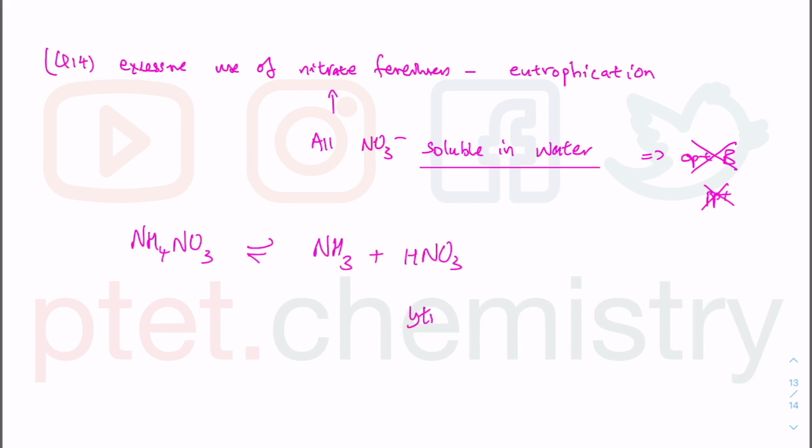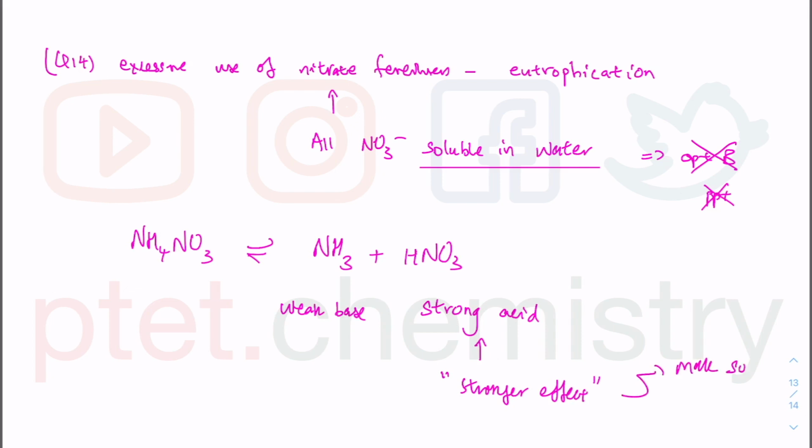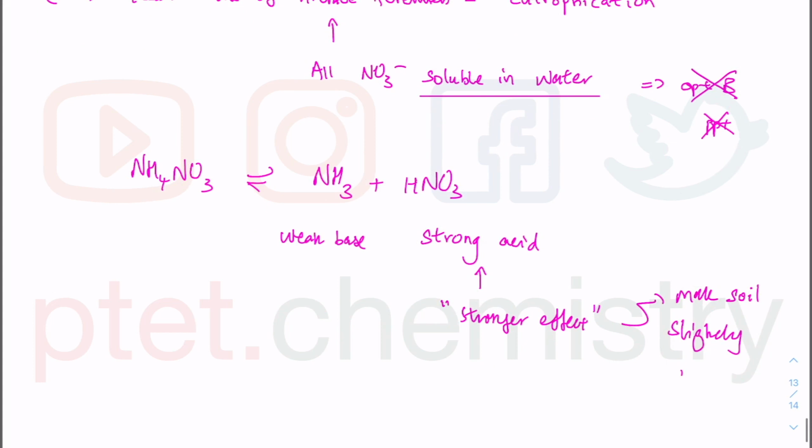This is a strong acid. So your partner involves a strong acid. Better spell that out just in case I have to use this PDF at some point. Strong acid, and this is a weak base. So this is going to be the stronger effect. If there is the stronger effect on the soil, it's going to make the soil slightly acidic, because in comparison with the weak base, this is the stronger effect, and therefore it will not make the soil slightly alkaline.